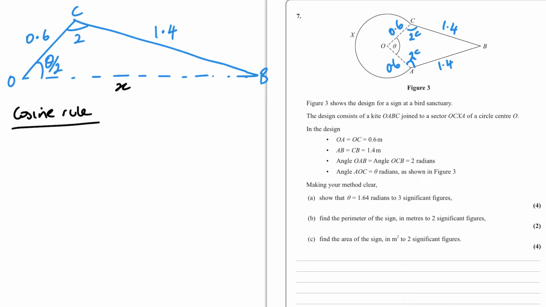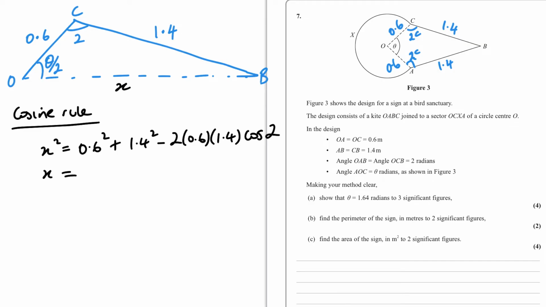So the cosine rule is a squared is equal to b squared plus c squared minus 2bc cos A. And then when I work this out, we'll just jump straight through and I'll square root it as well, and that gives 1.74 to 3 significant figures.